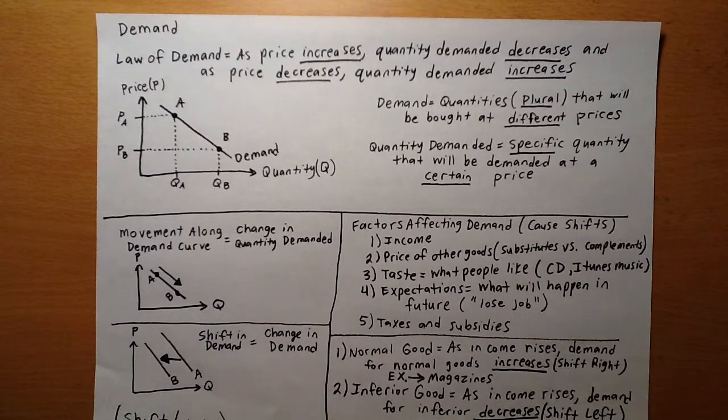Now, there are a lot of factors affecting demand that cause shifts, just like we talked about here. The first is income, which I just introduced. If my income increases, my demand curve shifts to the right because I'll buy more of anything at any price. The price of other goods, like substitutes or complements.